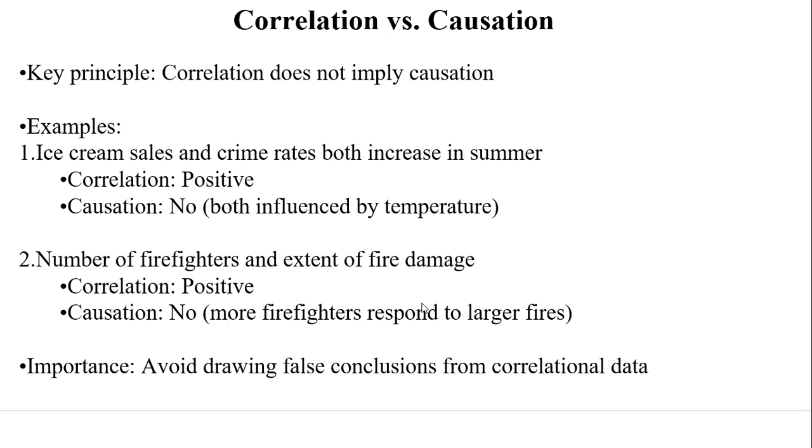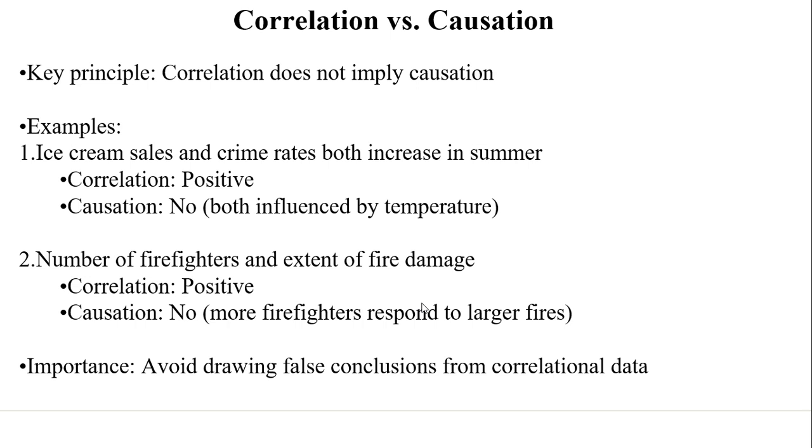So more firefighters respond to larger fires. Yes, we can say that. But you're not saying that because we have so many firefighters, that's why we're having such an extent of damage. They are correlating, but it doesn't mean that is what causes it. Because we have so many firefighters around, that's why the fire damage is so spread out. No. So it is very important that you avoid drawing false conclusions from correlational data. You avoid doing what?